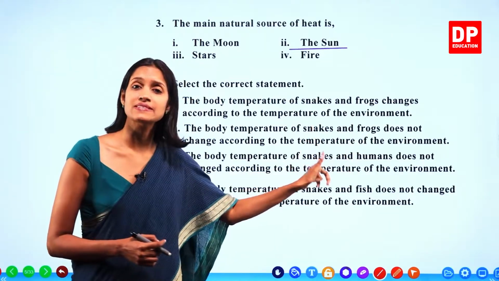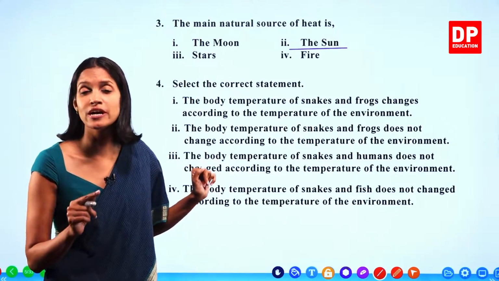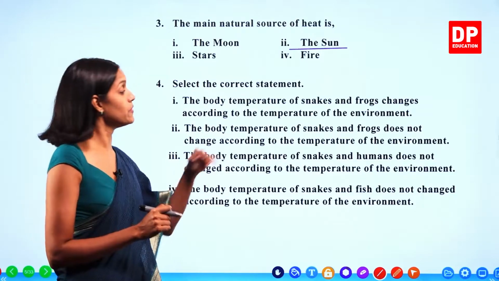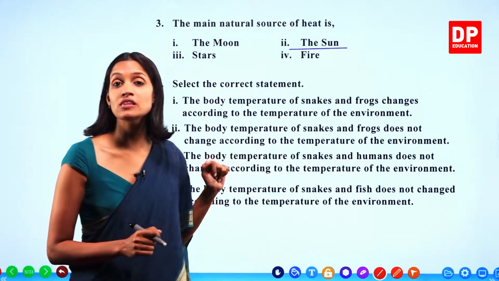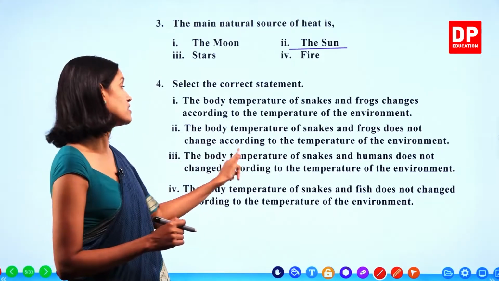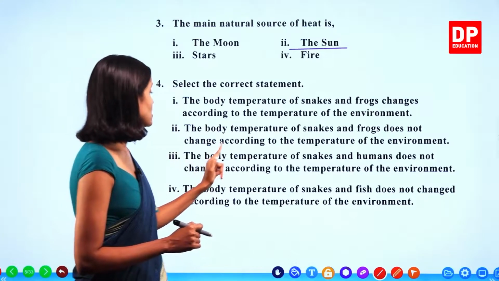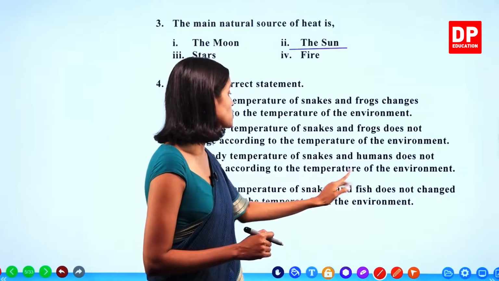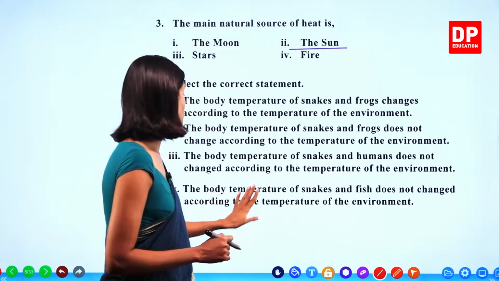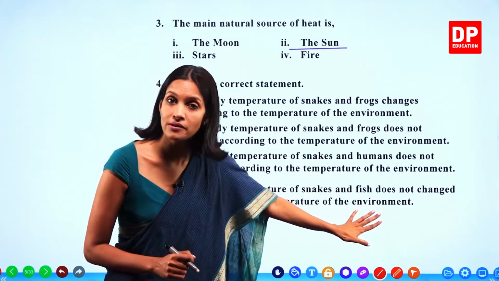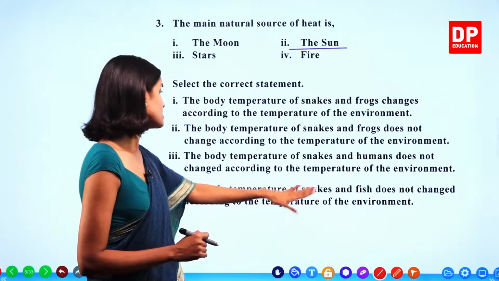But what about snakes? Snakes are reptiles and reptiles are cold-blooded animals. Their body temperature changes with the environmental temperature. Therefore, this is wrong. Okay. Last one. The body temperature of snakes and fish does not change according to the temperature of the environment. This is also wrong. Does not change.